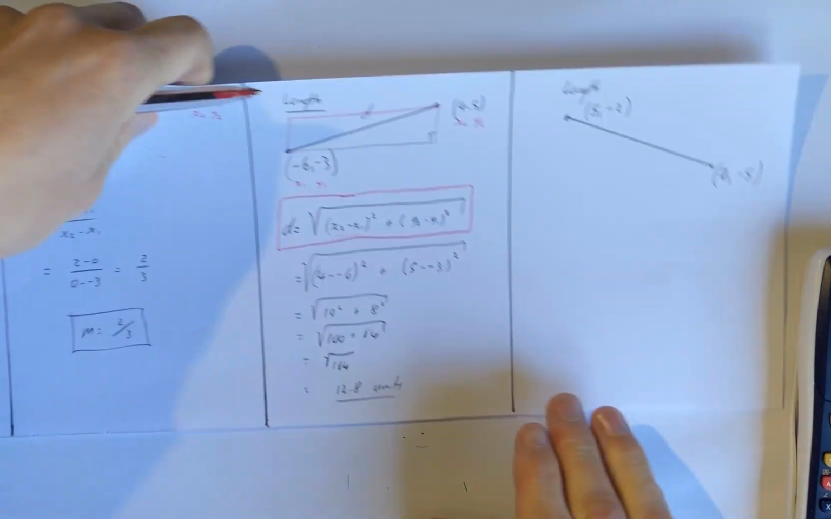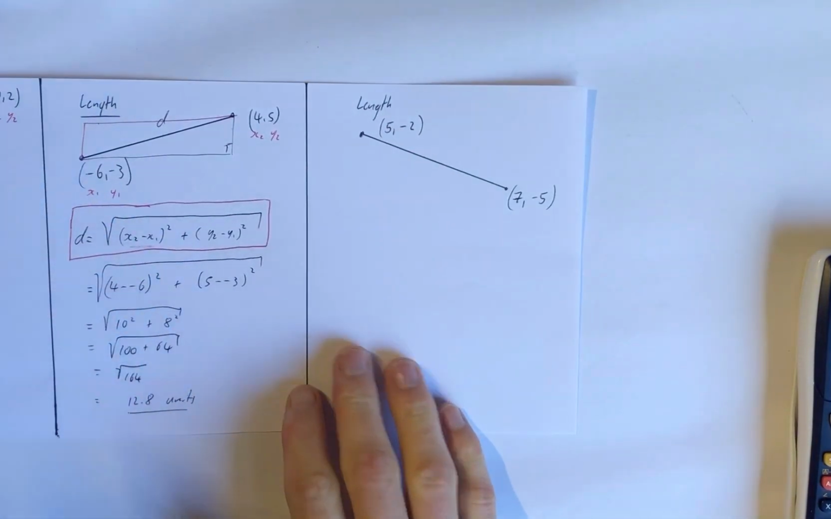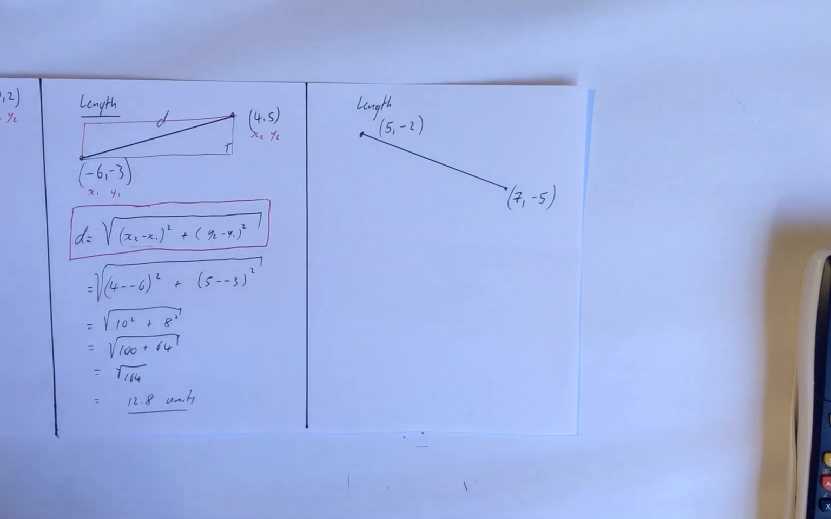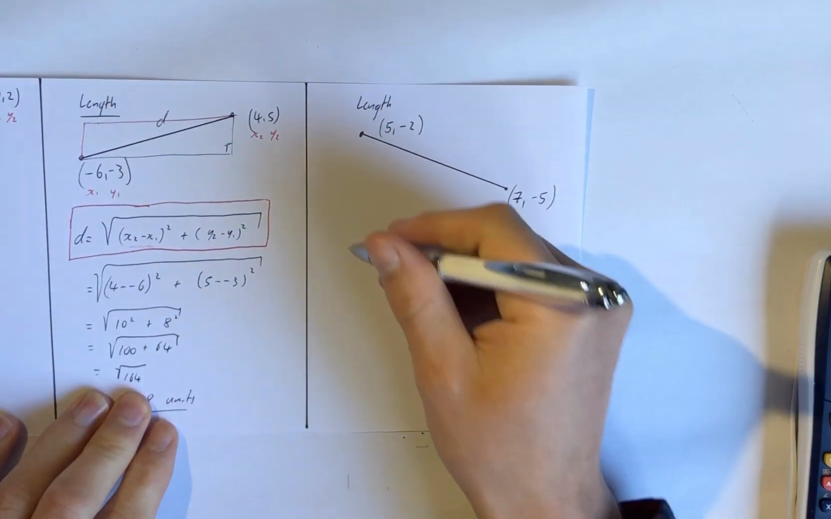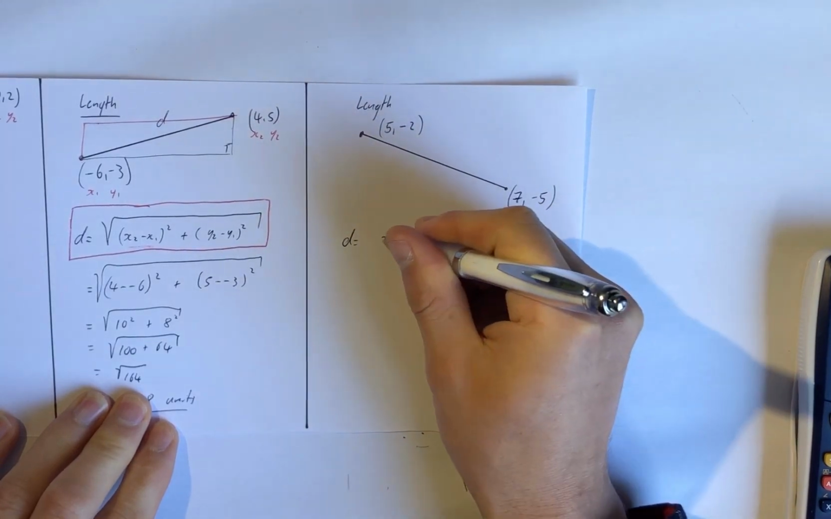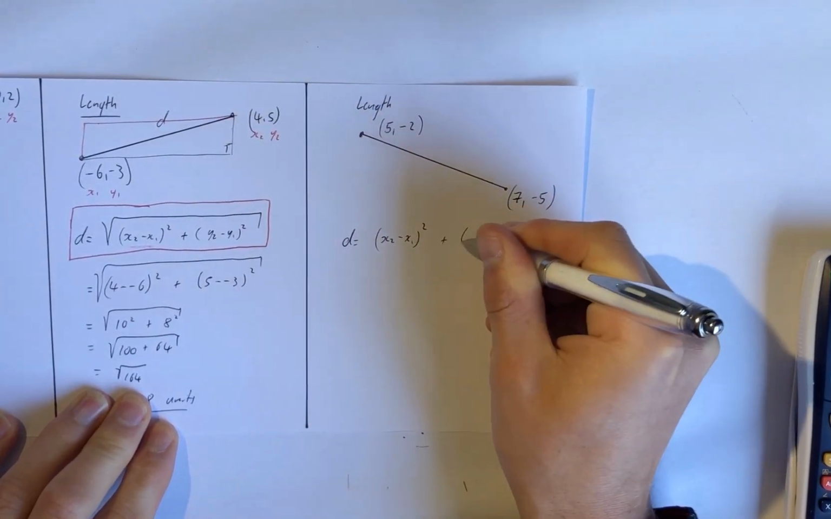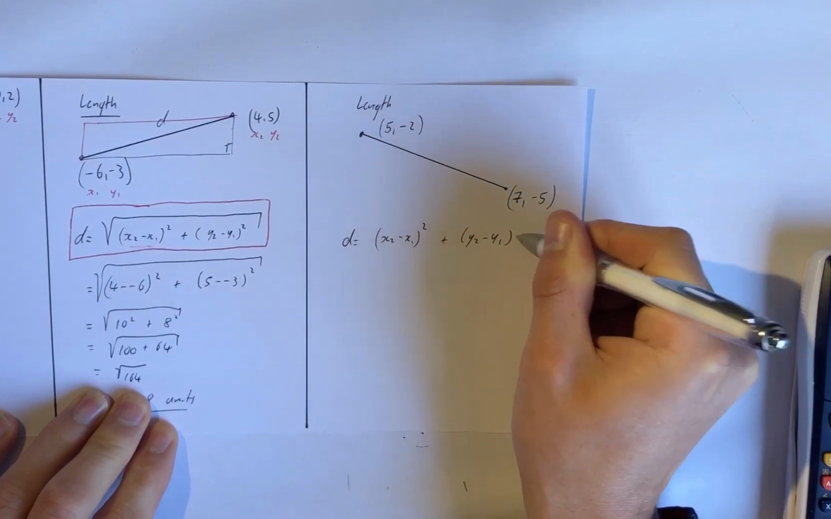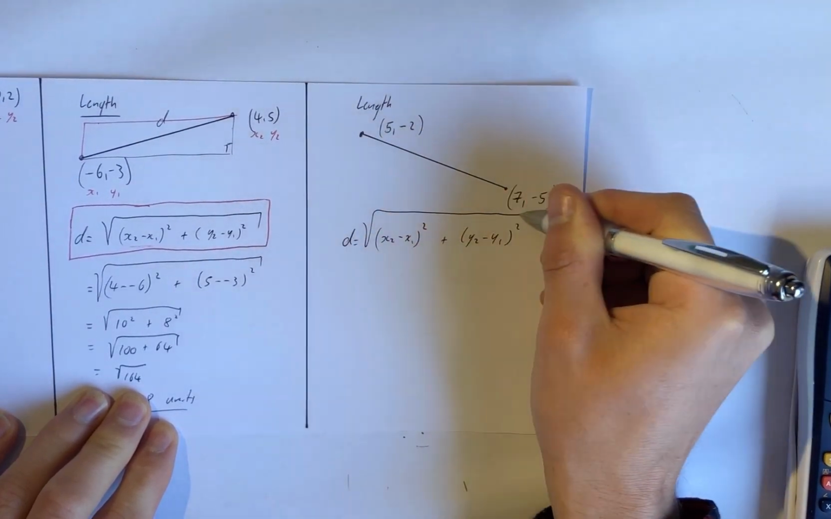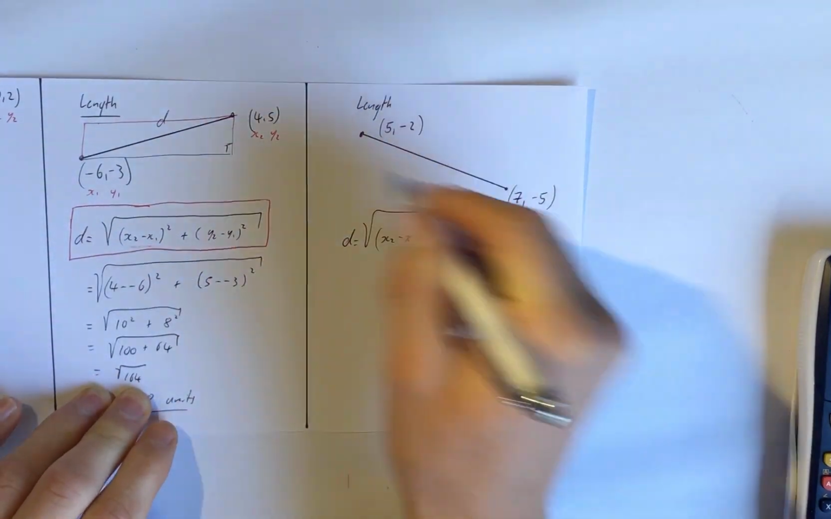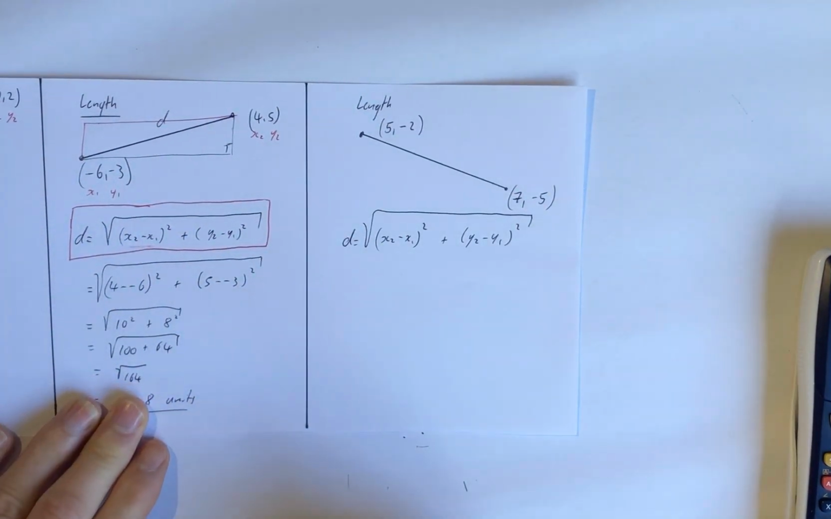Let's have a look at the length of this line. Give this one a go. Go through that one now. So we want the distance formula, x2 minus x1 squared plus y2 minus y1 squared, and this is all square rooted because we want that length along there, that distance. So I'll label them up.